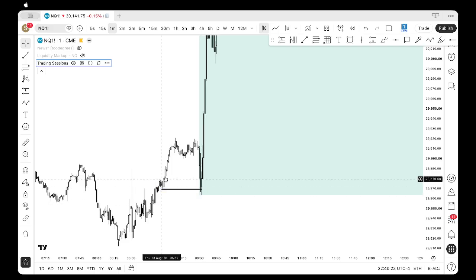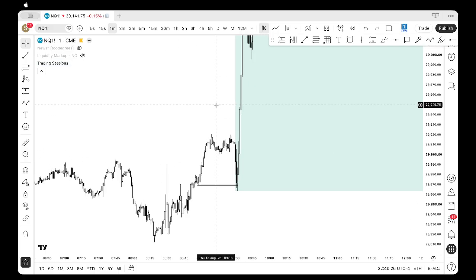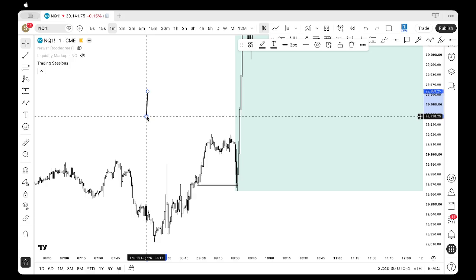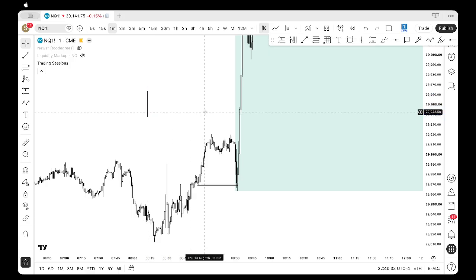We have an internal low here. I'll explain what a low is. It's where we have, let's say these are candlesticks, or these are levels.